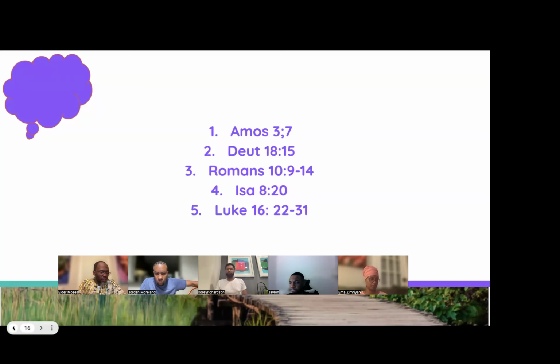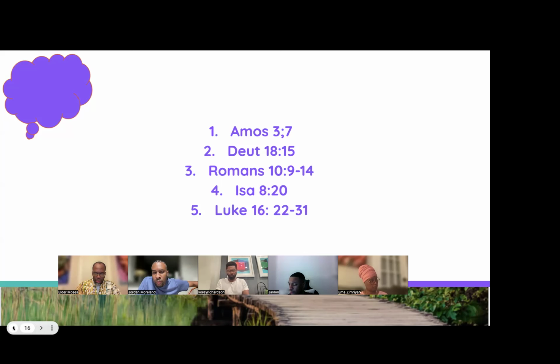Deuteronomy chapter 18, verse 15. So one of the methods, we looked at dreams. Now we're looking at prophets and teachers. I got it. Yes, sir. All right, verse 15: The Lord your God will raise up for you a prophet like me from your midst, from your brethren. Him you shall hear.